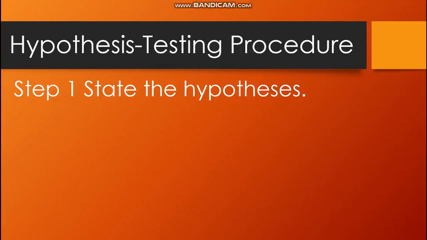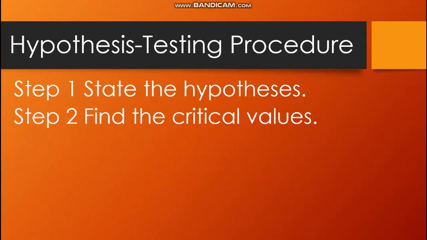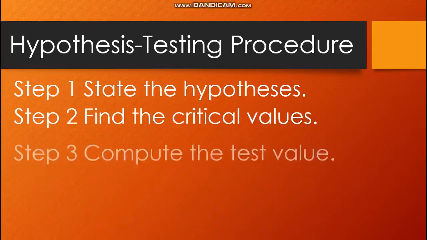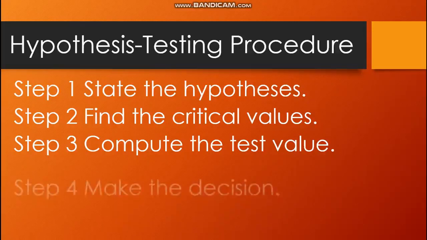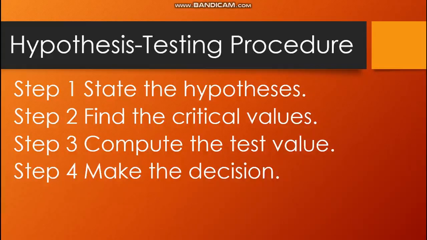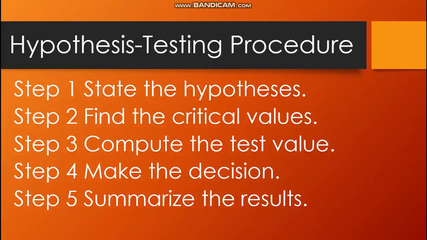Step 1, we're going to state the hypothesis. 2, find the critical values. 3, compute the test value. 4, make the decision. And lastly, summarize the results. So parang kagaya rin ito ng ating ginagawang procedure in one sample z-test and t-test. This is the traditional method of hypothesis testing.